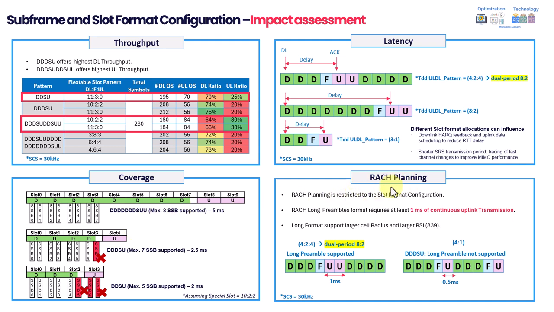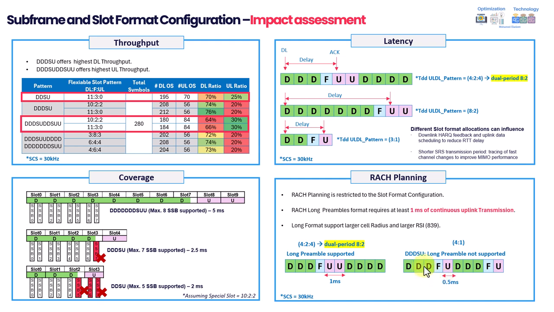The second part is about the RACH planning here. Actually, there are two different options for RACH planning, which can be long or short preambles. Long preambles require a minimum of two continuous uplink slots, which is 1 millisecond. It requires 1 millisecond, which means it requires a minimum of 2 slots. So if you use, for example, this particular configuration here, this means you cannot use it.